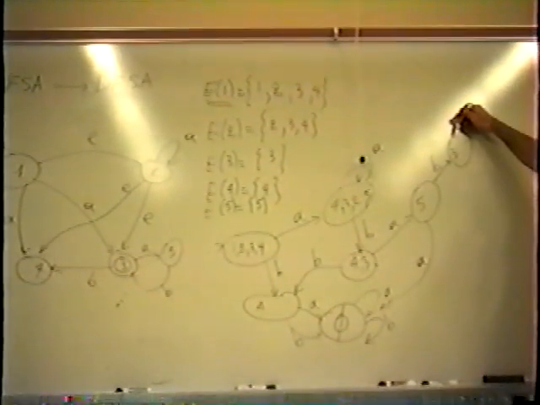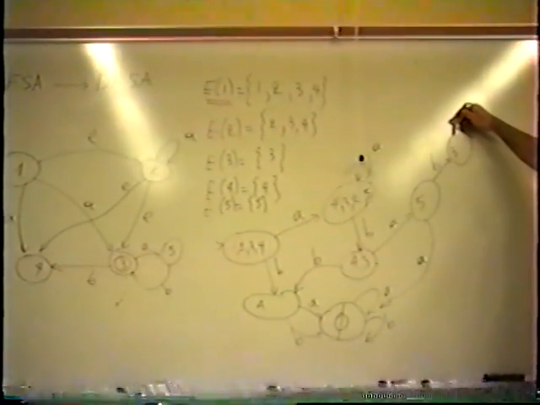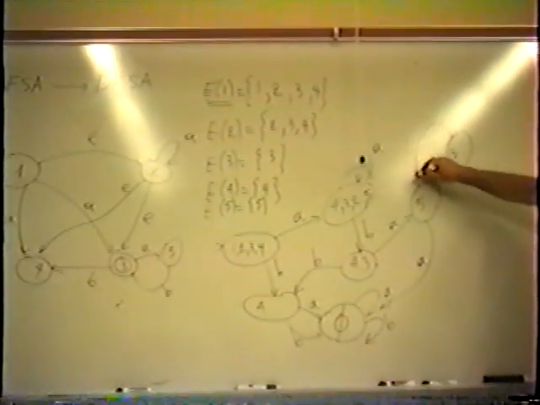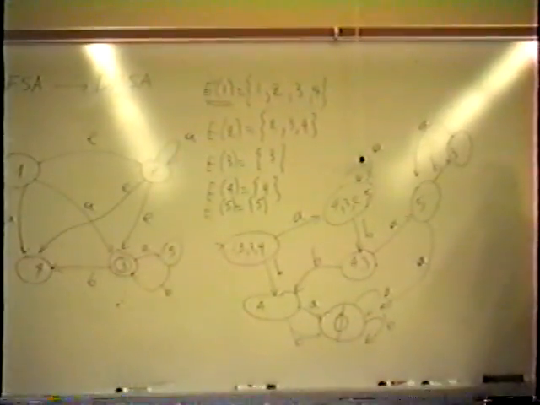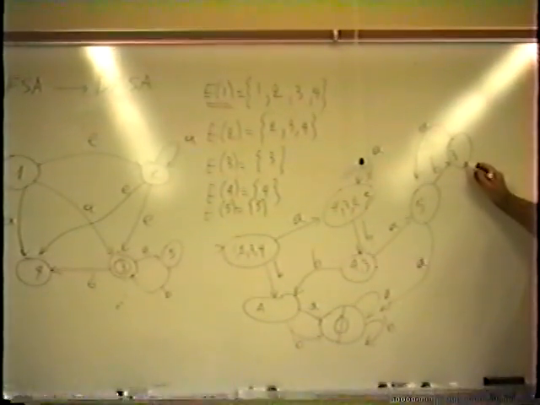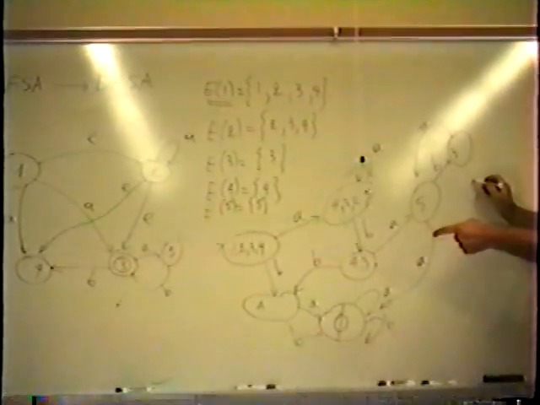Okay, 3 with an A, to 5. Right? So I go back here. 3 with a B, to 4. And the equivalence of 4 is just 4. So I go down there.